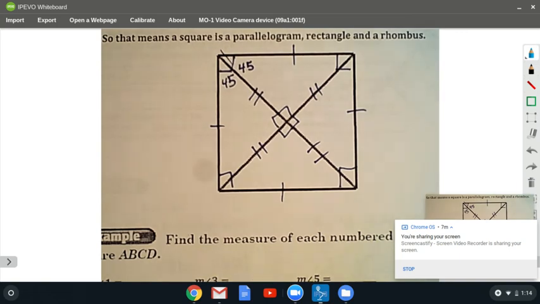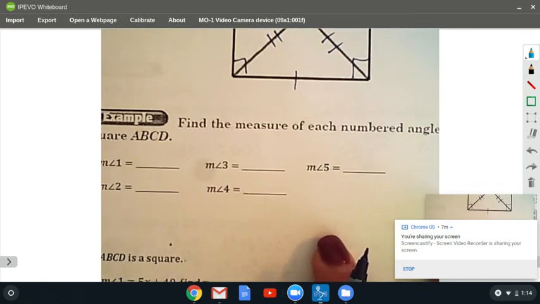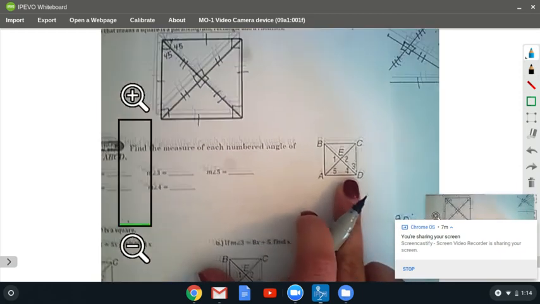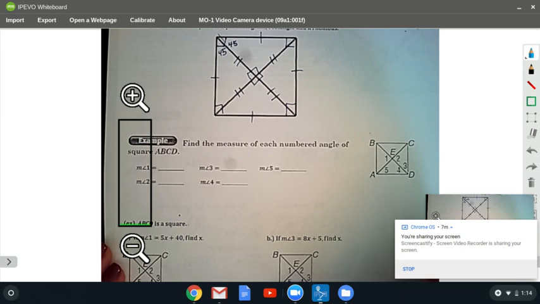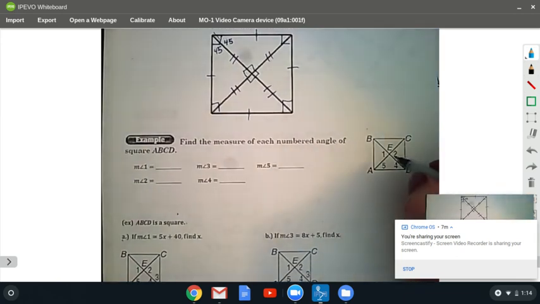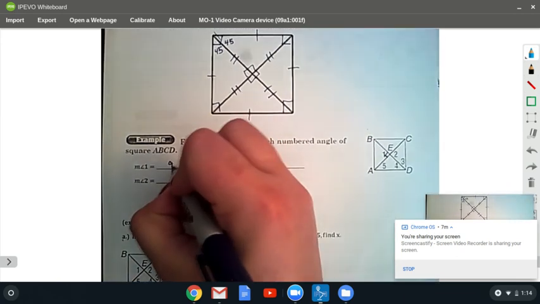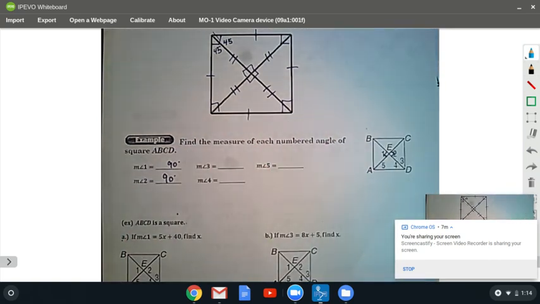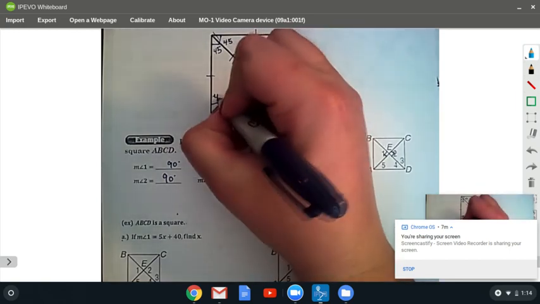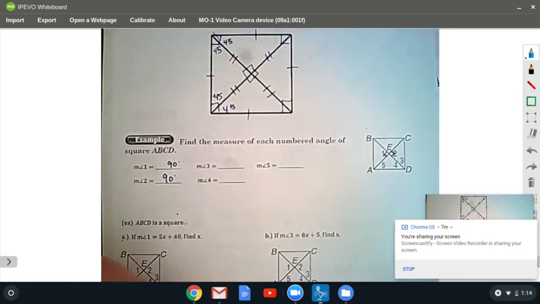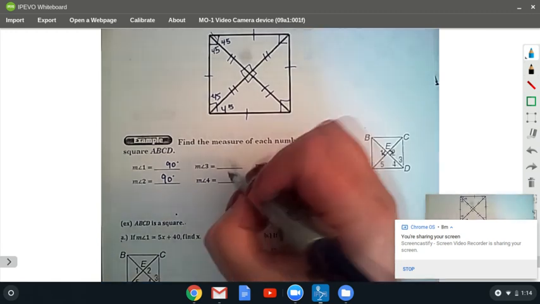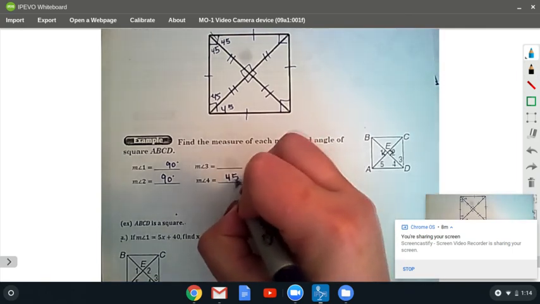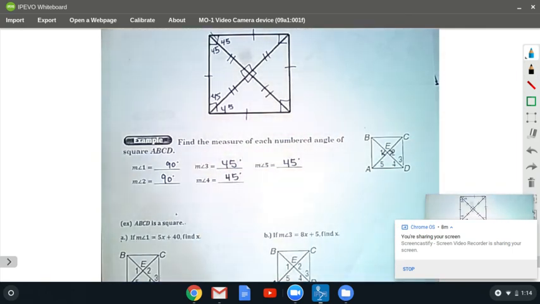All right. So find the measures of each numbered angle in this square. Okay, I'm going to zoom out for this. Find the measure of each numbered angle of square ABCD. So angle 1, that should be 90 degrees because it's in there. 2 should also be 90 degrees. Remember, these are all 45, just so we don't get confused. So angle 5 should be 45. So should angle 4. And angle 3 should also be 45 degrees.